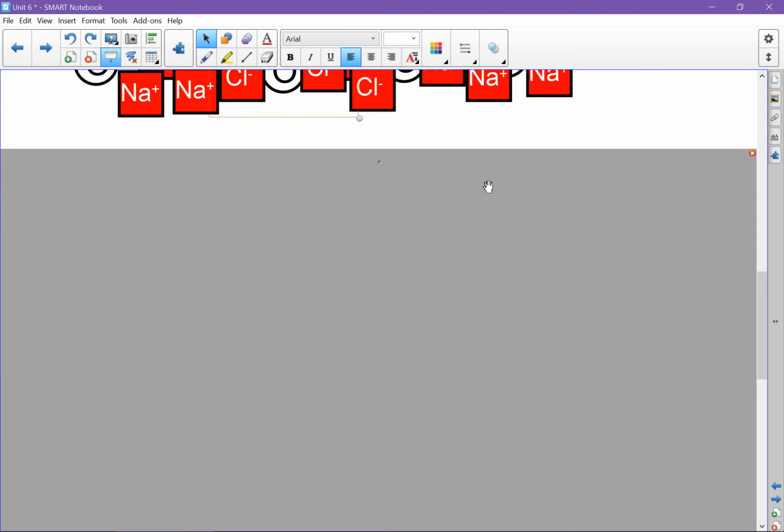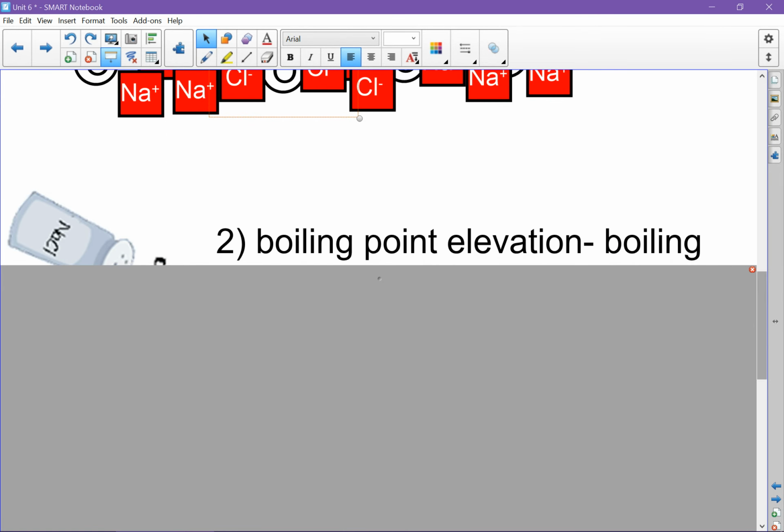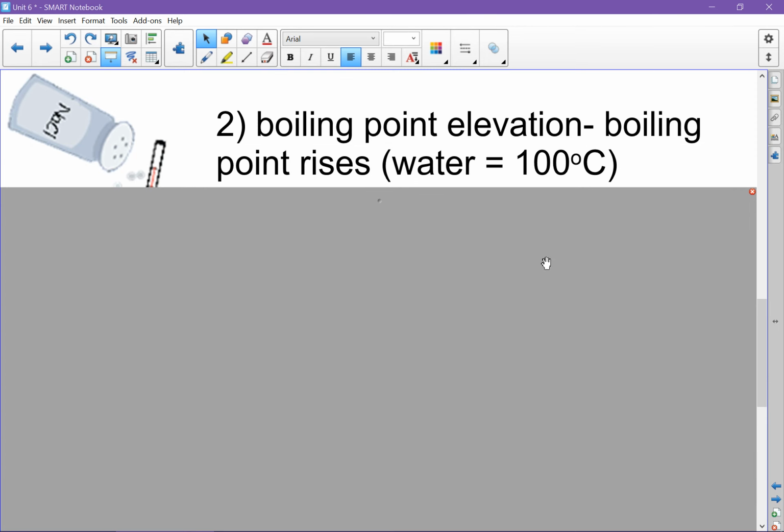The second thing that can happen is the opposite. It's called boiling point elevation. Elevation means that the boiling point is going to rise. Where normal water boils at 100 degrees Celsius, if you put some salt into it, then it might boil at 110 or 120 degrees Celsius. It's going to be higher than normal.